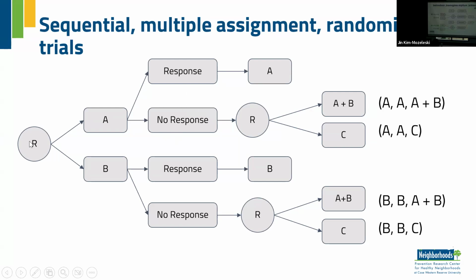Right, interesting. I think the technical definition of a SMART requires that you have the multiple randomization time points and then the sequences of treatments.